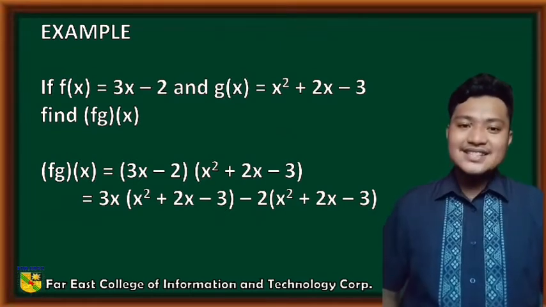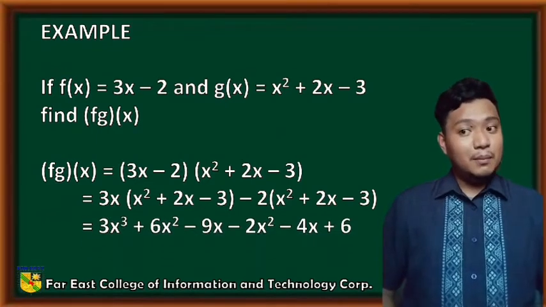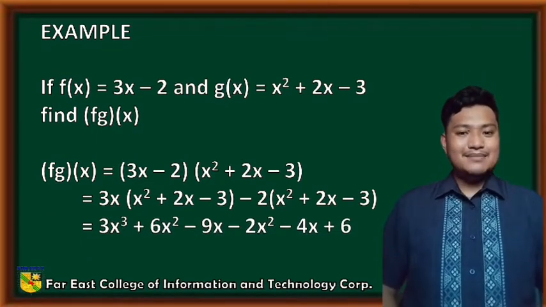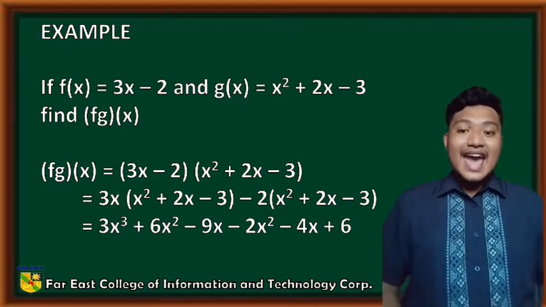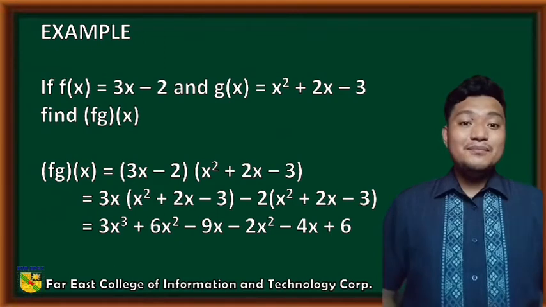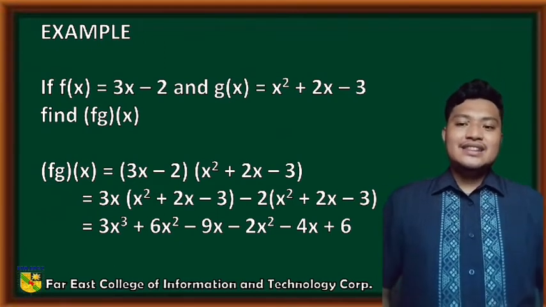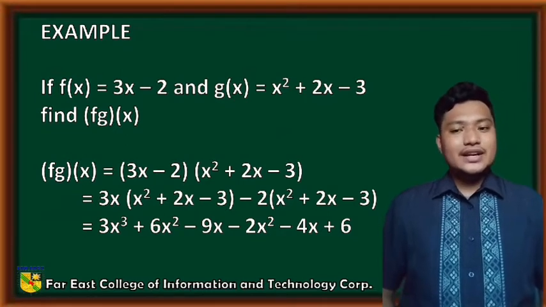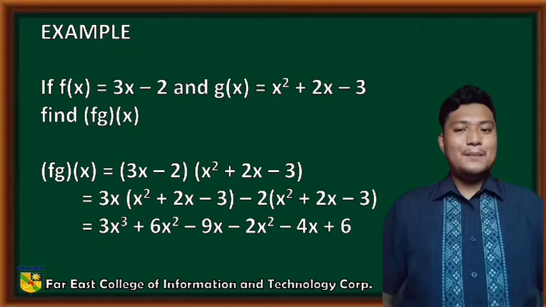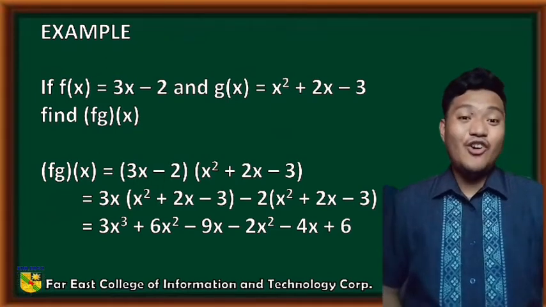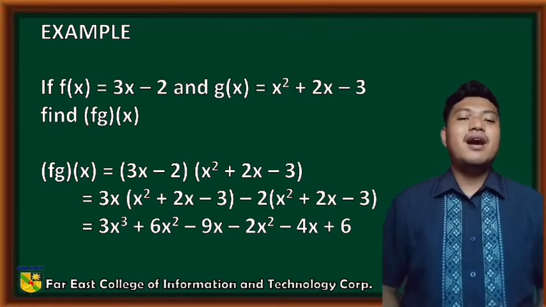So 3x times x squared is 3x cubed. 3x times 2x is 6x squared. 3x times negative 3 is negative 9x. Negative 2 times x squared is negative 2x squared. Negative 2 times 2x is negative 4x. Negative 2 times negative 3 is positive 6.